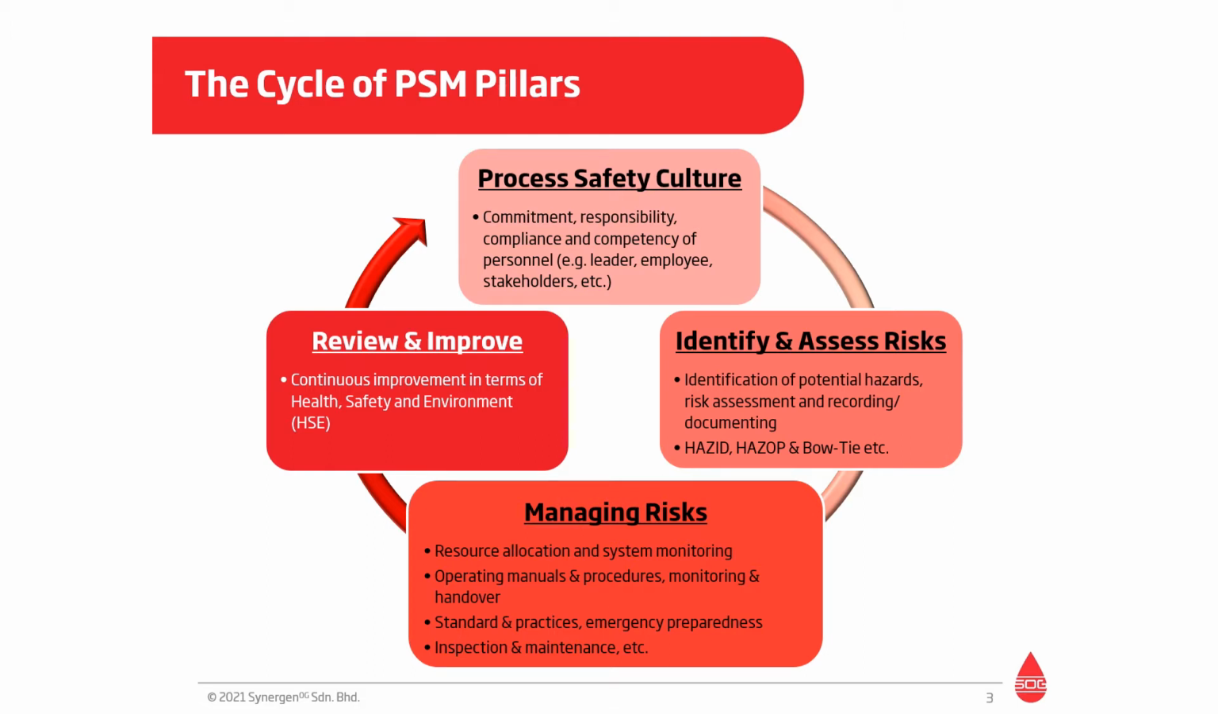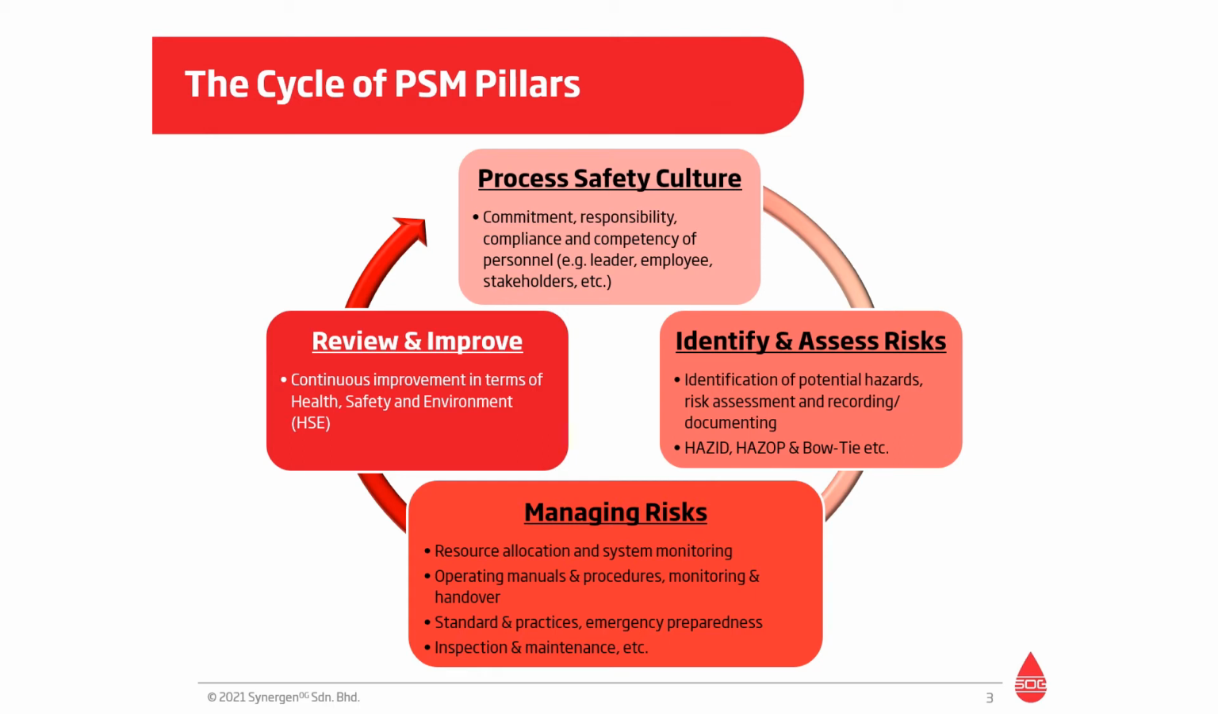In the first pillar, process safety culture involves commitment, responsibility, compliance, and competency of personnel such as leaders, employees, stakeholders, and others towards process safety. In the second pillar, the organization should identify potential hazards and assess risks through activities such as hazard identification or HAZID, hazard bowtie, and other risk assessment tools that are adopted by the organization.